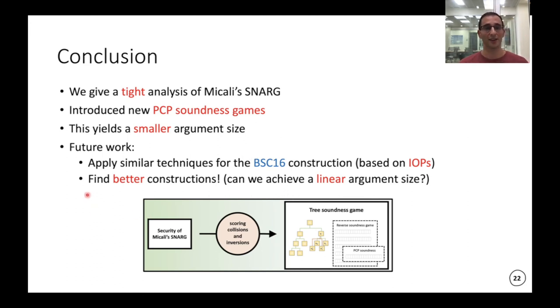Second, as we already mentioned, we can take this tight analysis, which gave us a lot of ideas for a better construction with a smaller argument size. So for future work, let's continue this and find better constructions of SNARGs in the random oracle model. I didn't define this explicitly, but there is a very big open problem: can you achieve a linear argument size for SNARGs in the random oracle model? Both the Micali and the BCS constructions have quadratic argument size, which I didn't formally define. But the hope is that tighter and tighter analysis could lead us to a linear argument size, which would be very amazing. So with this, I end.